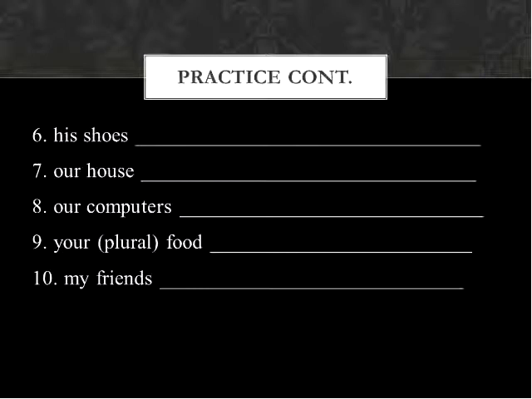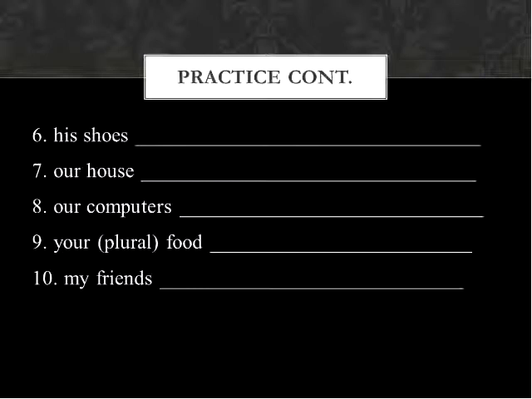Okay, so let me review 6. What did we come up with? Number 6, his shoes. What's that? Sus zapatos. Muy bien. More than one. Number 7, our house. Nuestra casa. Muy bien. Number 8. Computadora. Good job. Number 9. Vuestra. We're using the vuestro form. We're changing that to feminine. Vuestra comida.